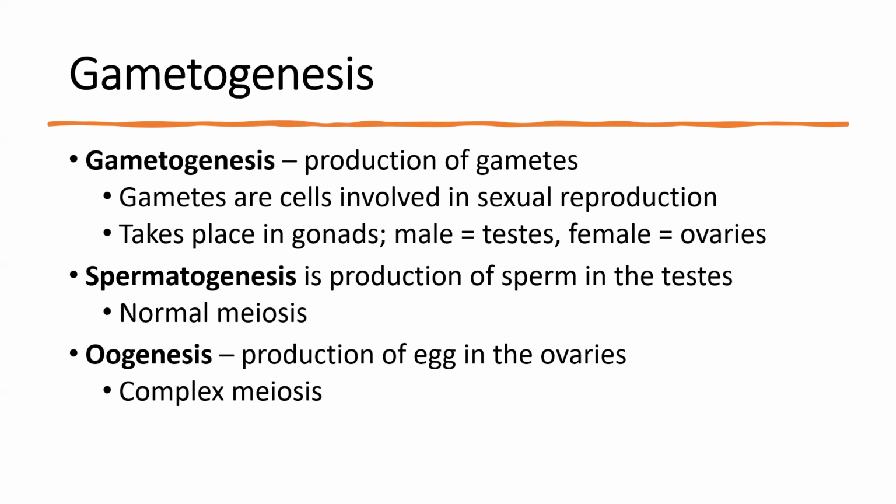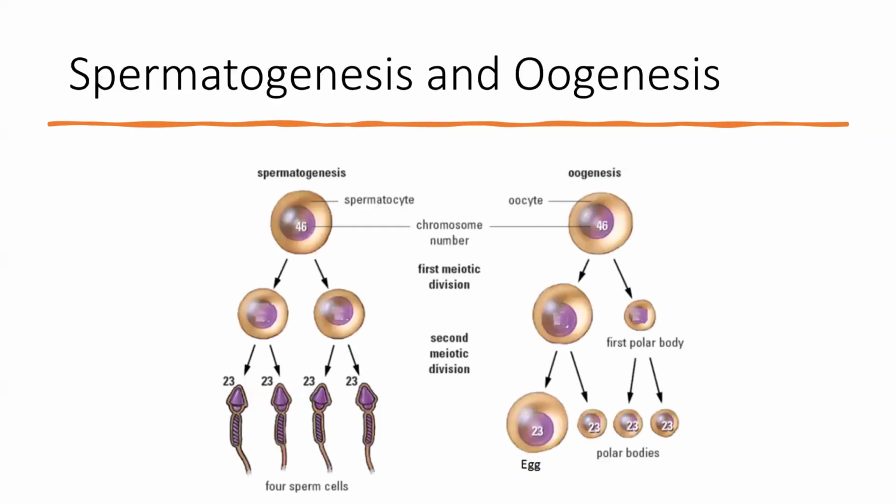So I told you it takes place in the gonads. For men, it is spermatogenesis, again, the genesis of sperm. And for female it is oogenesis. This is not a typo, it's double O. Okay, oogenesis. So spermatogenesis is pretty standard. It's just like meiosis, but oogenesis is a little bit complicated. So here we go. Let's take a closer look.